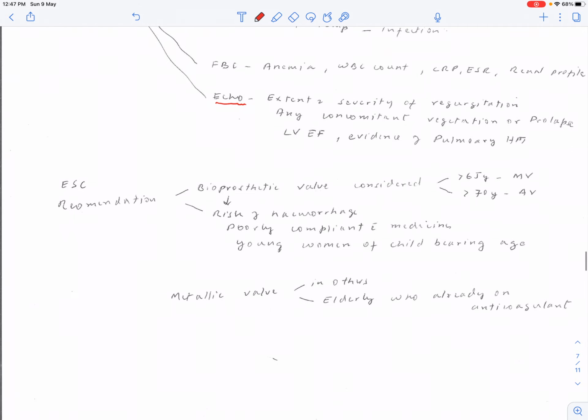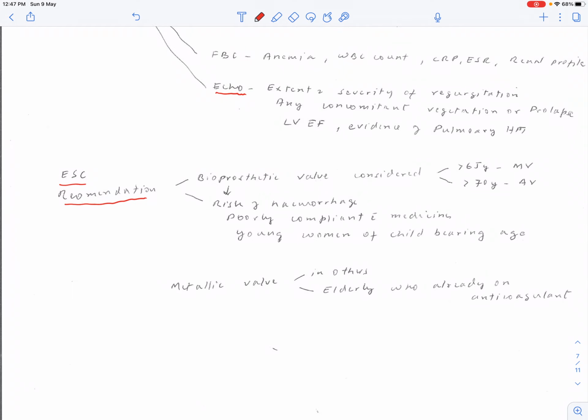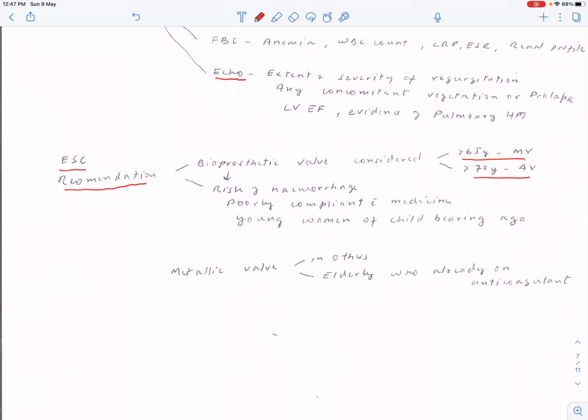What are the ESC recommendations regarding valve replacement, because we know that we have a metallic valve and a bioprosthetic valve. A bioprosthetic valve should be considered if the patient is more than 65 for the mitral valve, and more than 70 for the aortic valve. A bioprosthetic valve is also considered if the patient has a risk of hemorrhage, if they are poorly compliant with medicine, and in young women of childbearing age.